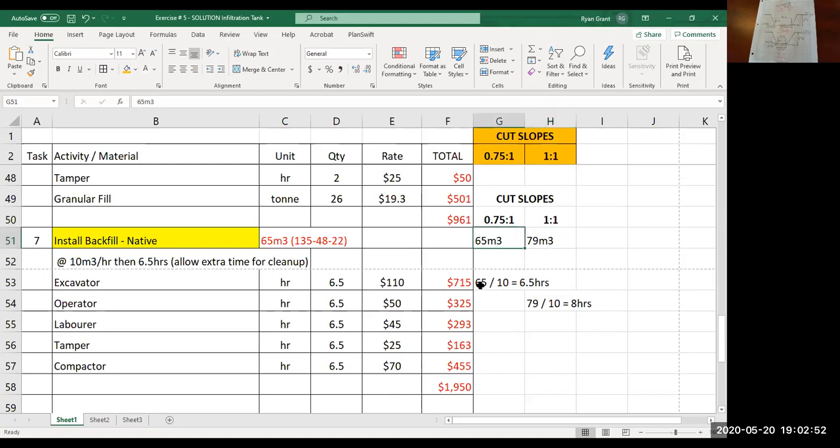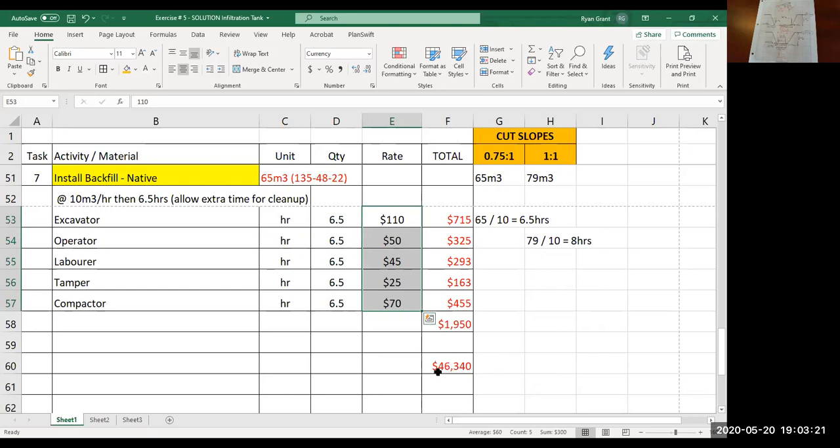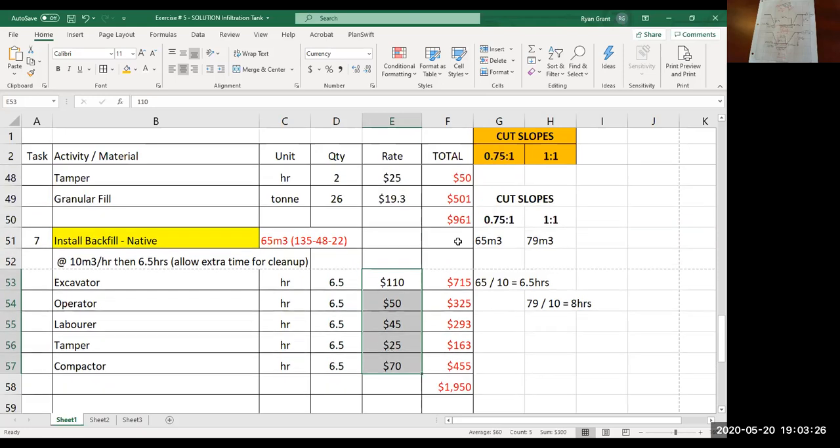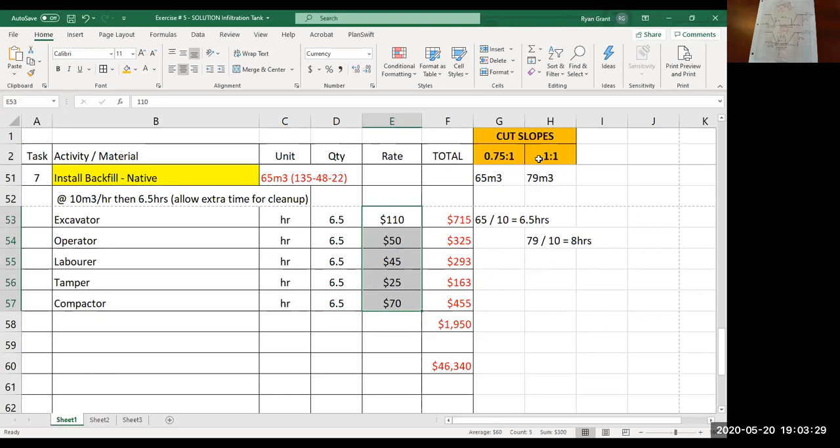If you use 65 cubic meters at 10 cubic meters per hour, means you have 6.5 hours for your crew. Or if you use the 1 to 1 slopes, you would have about 8 hours of crew here. Again, you're given rates. Here's your crew, excavator operator, labor, and then your compaction equipment. You should have had somewhere in the range of $46,000. Now this is based on the 3/4 to 1. Your 1 to 1 slopes would have been higher, this overall number.